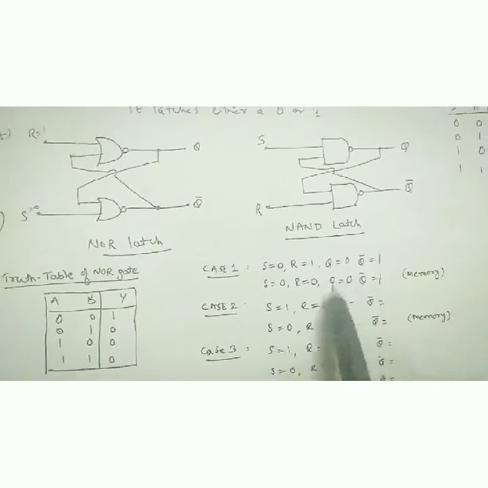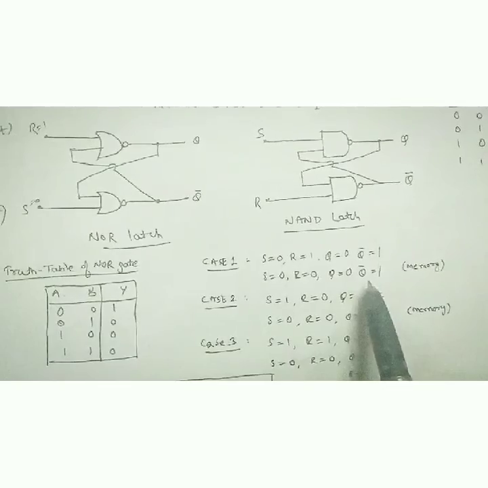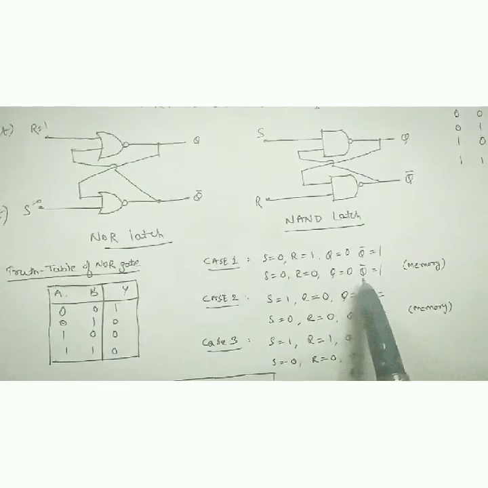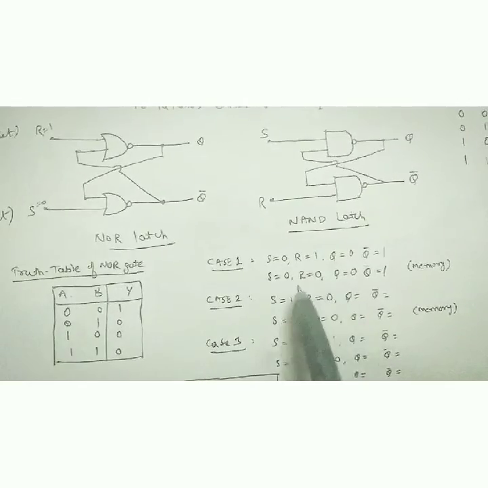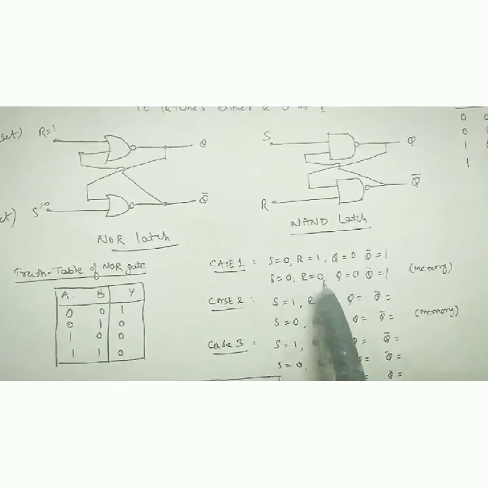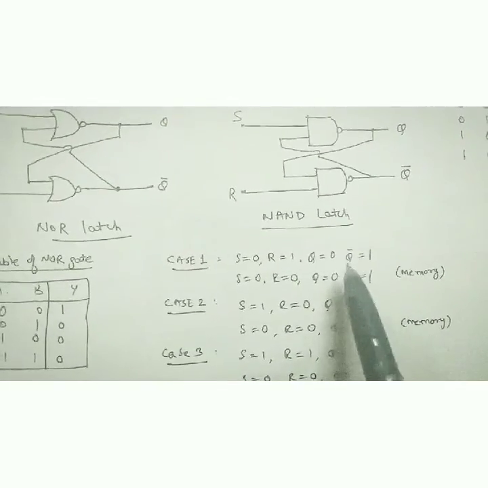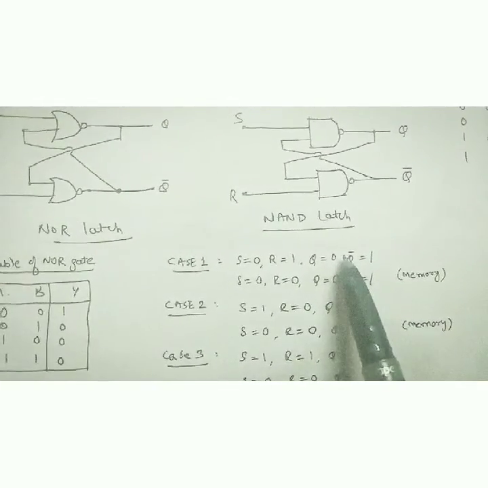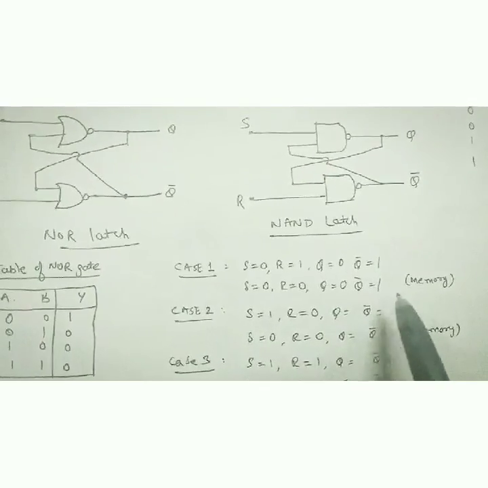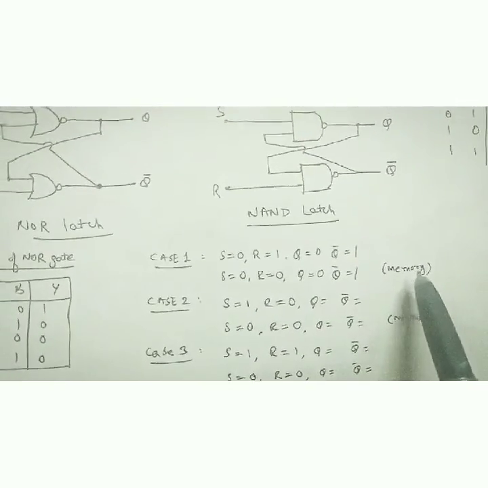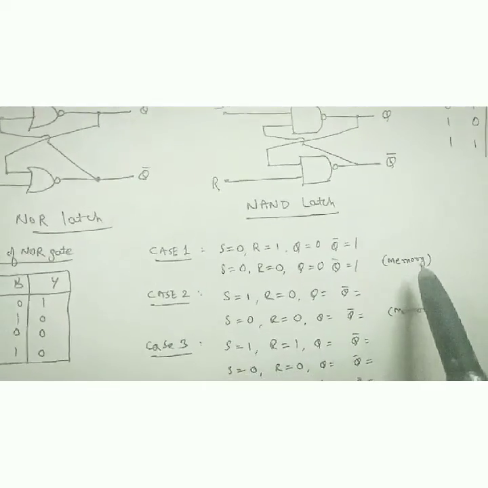So you can see that there is no change when we remove the inputs, or when S is 0 and R is 0, there is no change in the outputs. That is, the output which was there earlier remains the same. So this is also known as the memory state, or the no change state.